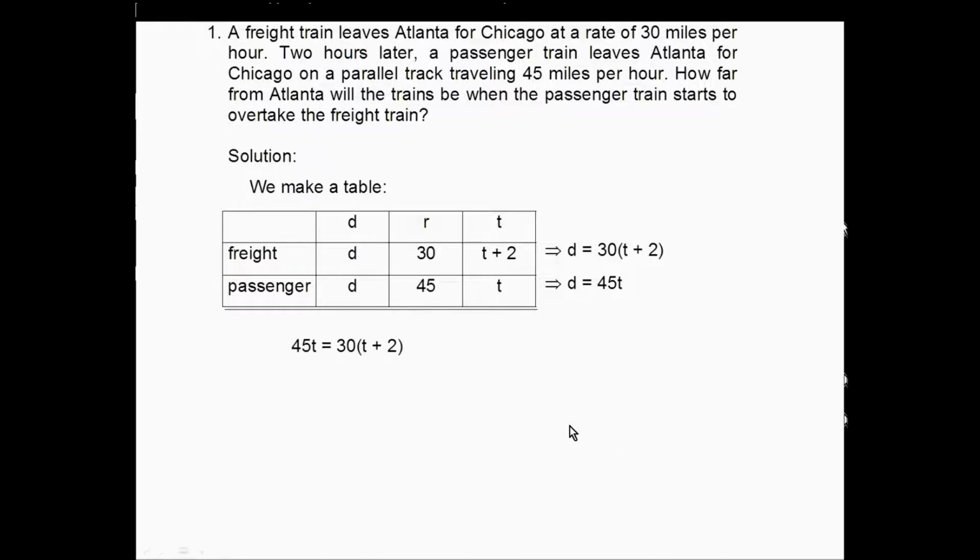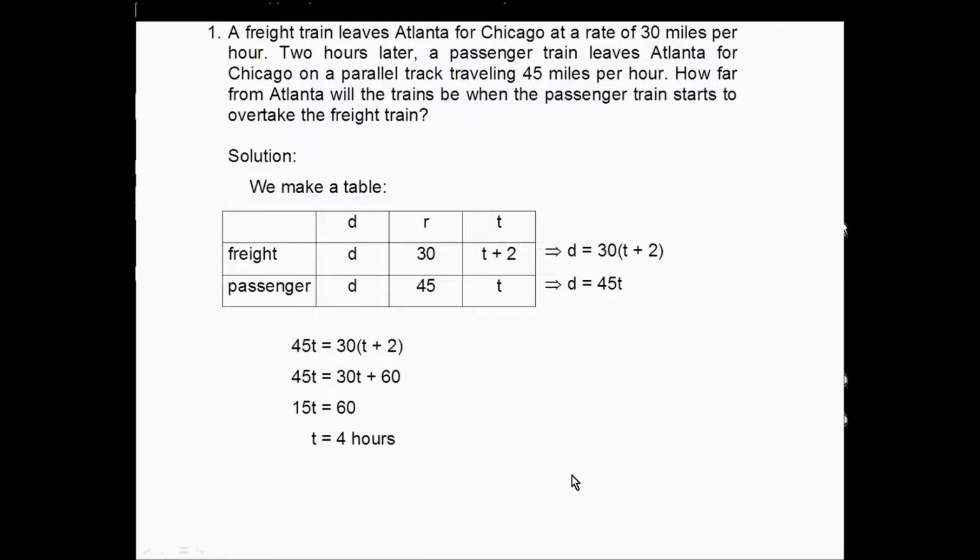You notice I'm going to get a value for time. I wanted a distance. So after I get that value for time, I can go back to either one of these two equations, whichever one looks easiest, and plug in that value for T to get the D. Now it shouldn't matter because I should get the same for both, so that's actually a check for us. Okay, so I'm looking at 45T equals 30 times T plus 2. Distribute the 30. So 45T is equal to 30T plus 60. Subtract 30T. 15T is 60. So I get T is 4.